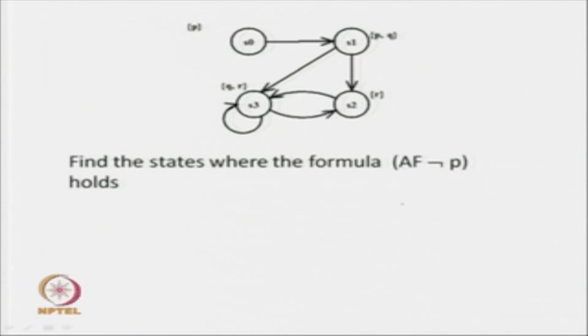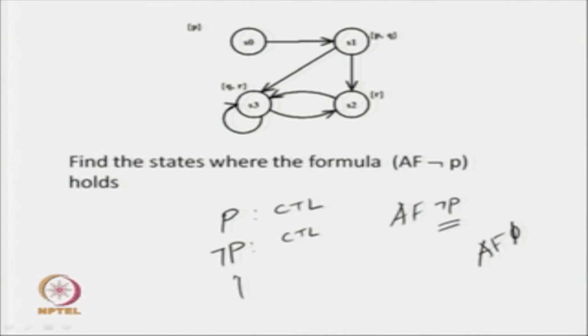Now, we are going to look for AF not of P. This is similar to our AF R, just that it is not of P. How am I going to look into it? Say P is an atomic proposition. So, P is a CTL formula, because an atomic proposition is a CTL formula. Now, if phi is a CTL formula, then not of phi will also be a CTL formula. So, not of P is also a CTL formula. If we have any phi as a CTL formula, then AF phi is also a CTL formula. So, AF not of P is also a CTL formula.